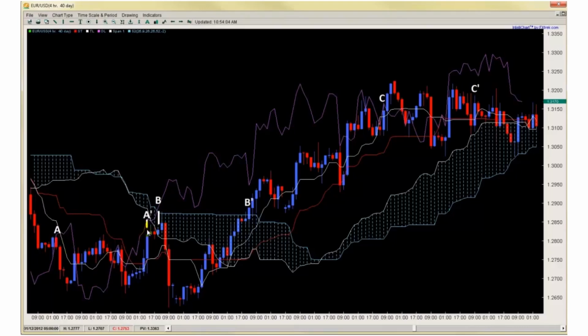Now, at the time of A prime, which is the favorable turn of the Tenkan over the Kijun, price on a closing basis had just crossed the Chikou span, or the Chikou span had just crossed the price line or the price action. Now, under normal terms, that is a very good thing. That is what they call a favorable cross of the price line, because it's an upward one. If it's a downward one, it would be called a reversal cross.